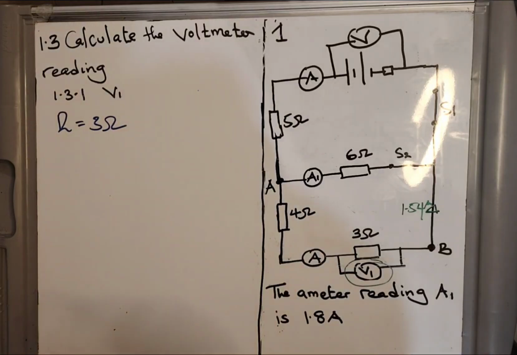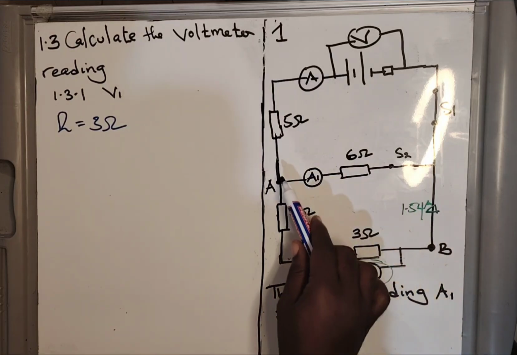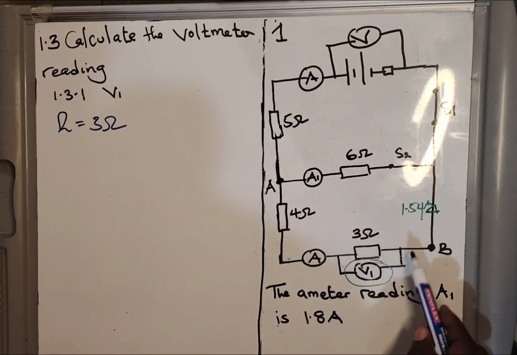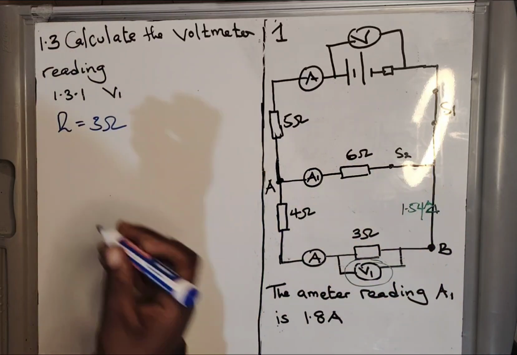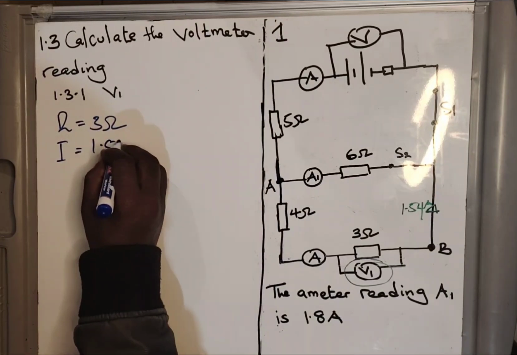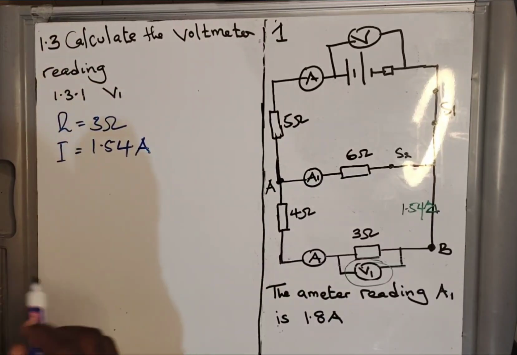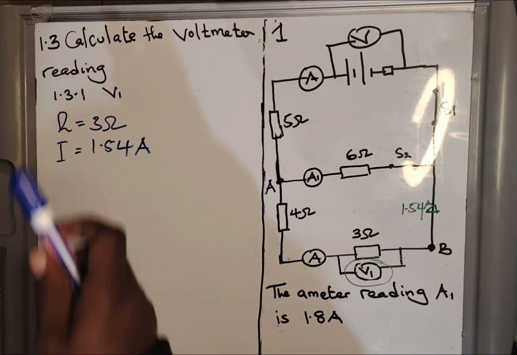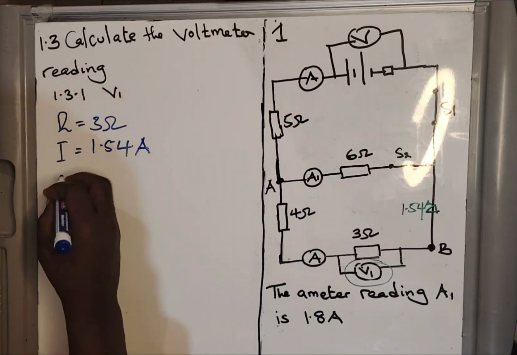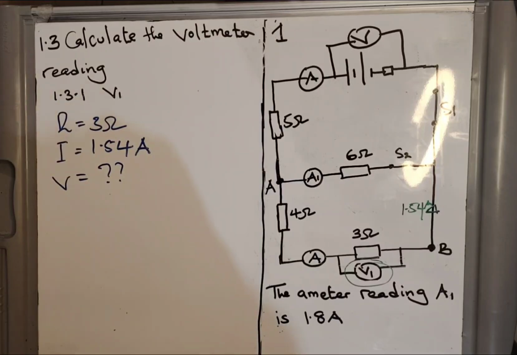From the previous question, for those of you who have not watched the previous video, we found out that the current going through this branch is 1.54 ampere. So that current is also known. So with this information, and you are looking for V, then you have to borrow Ohm's law.